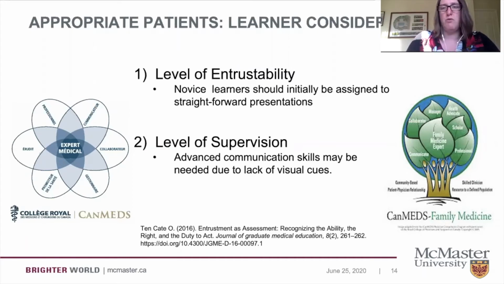Also the level of supervision, and there's a bit of a trick to that. In the virtual environment, certain roles, like the communicator role, might be more stretched than in the clinical setting. For example, the ability to read patients and to reflect back, there may be gaps because of broadband pauses. Those may be challenges that stretch a novice communicator into a place where you would want enhanced supervision. So think about that as you set up the day.